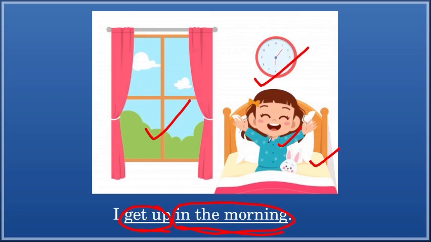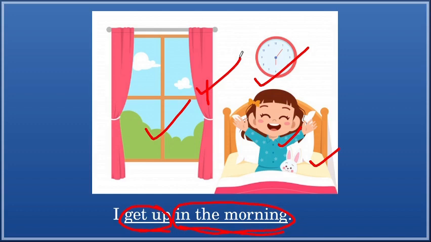Still, for level 1, you can ask, what color is the boy's dress? It's blue in color. You can also ask, what shape is the clock? The clock is round in shape. What color are the curtains? These curtains. What color are the curtains? They are red in color.